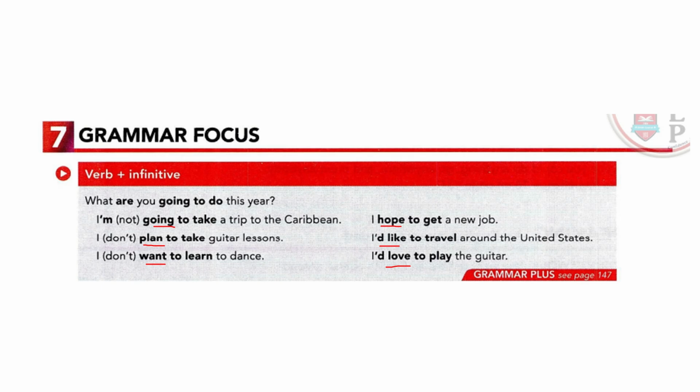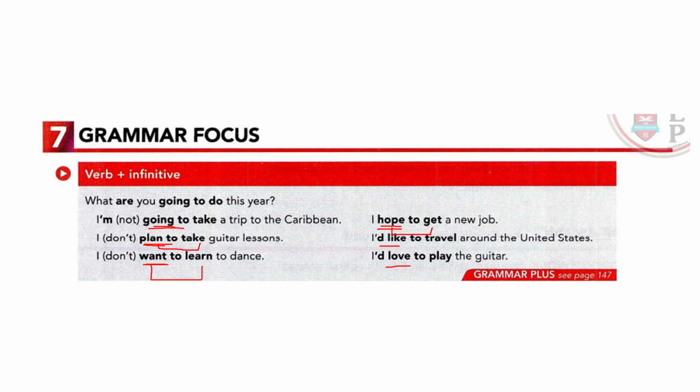But look at the other answers. I plan to take. I want to learn. Remember, the question is about the future, right? And here I have plan, want, and hope without going to. Because these verbs are already about something in the future. I don't need to use the auxiliary. As you can see, these verbs articulate with another verb. I plan to take. I want to learn. I hope to get. You see?